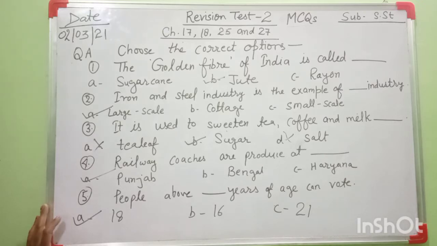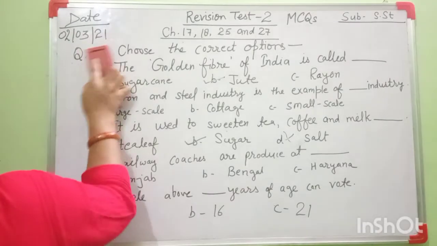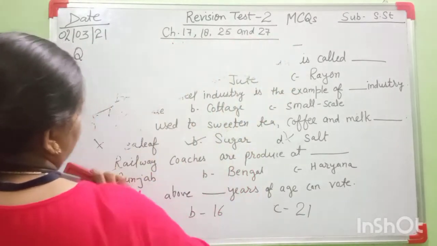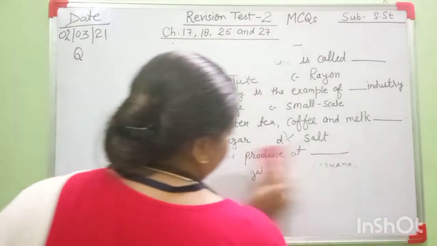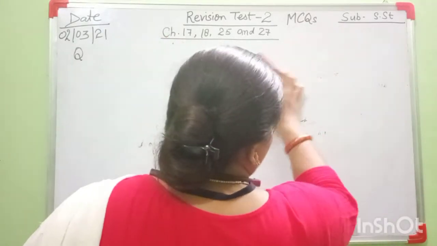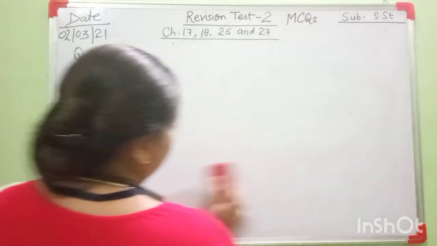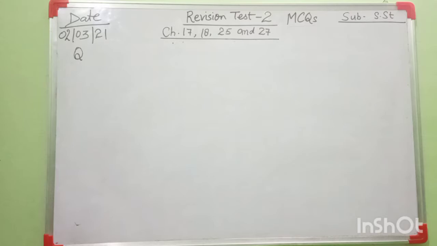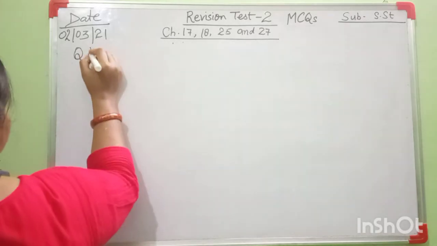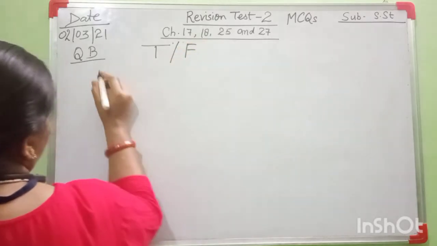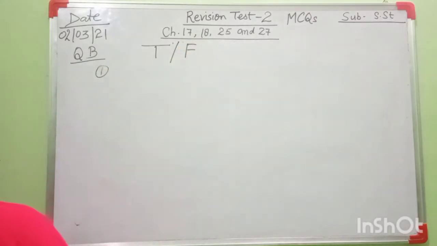Then move to the next question. It is true or false. Question number B: T for true, F for false. First question, everyone write right now with me.